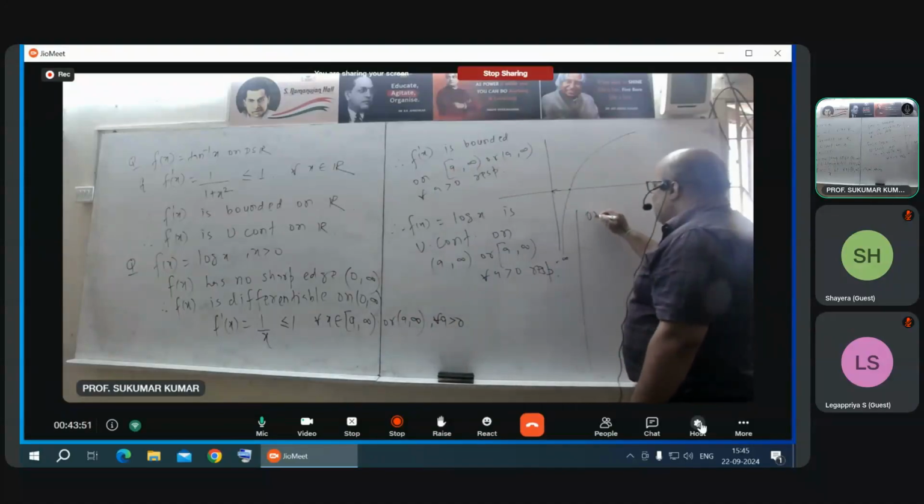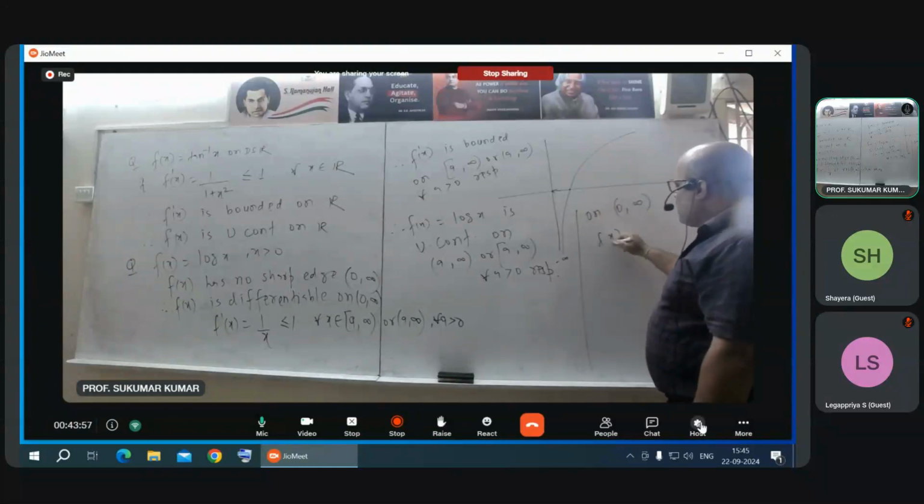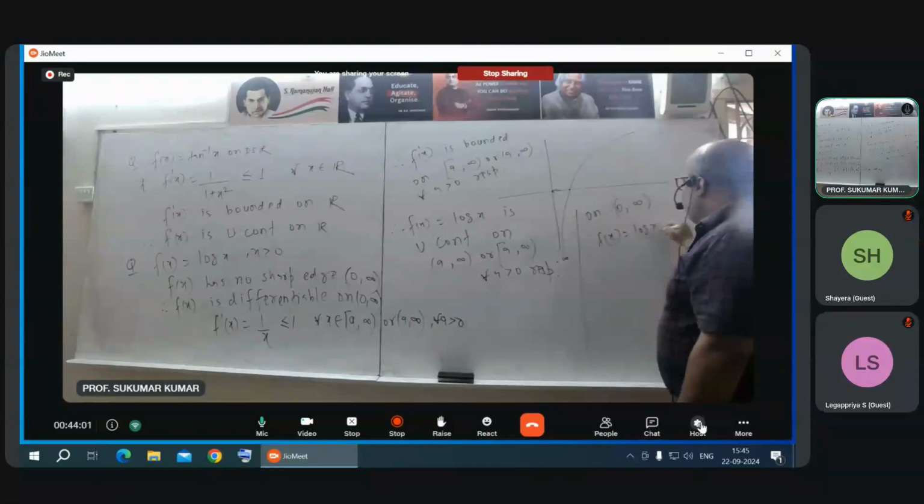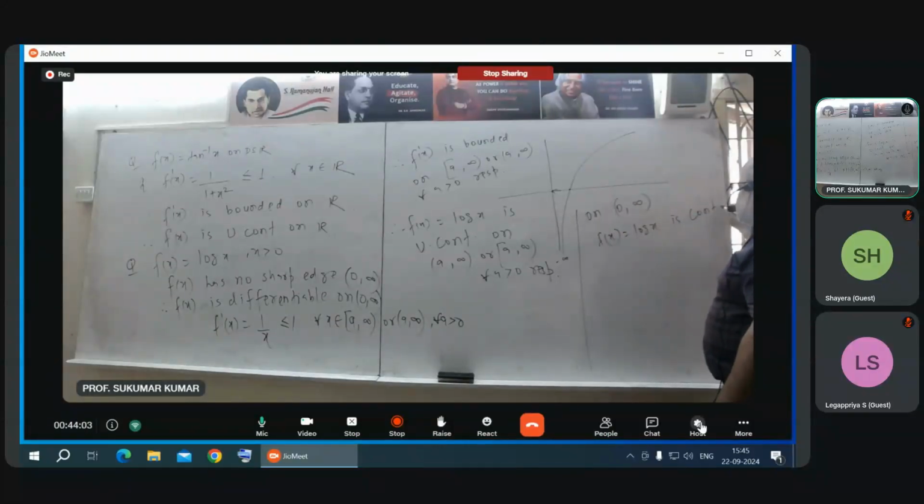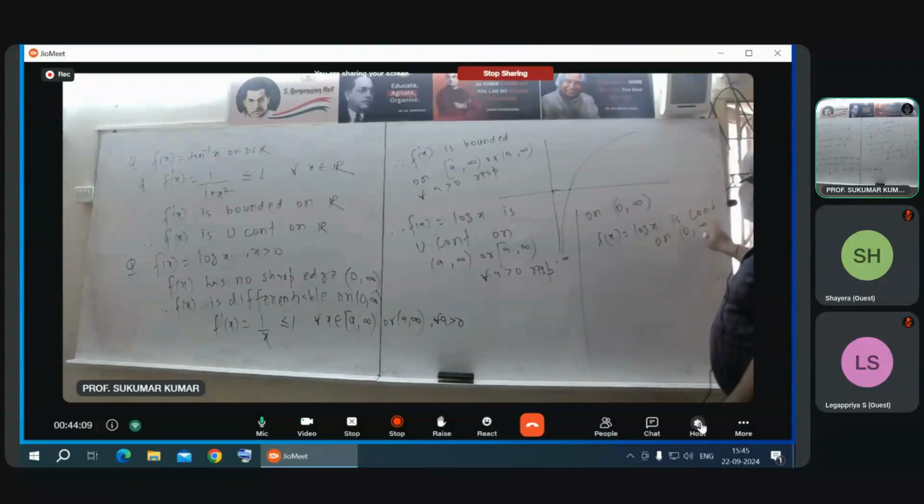On this interval, 0 to infinite, log x is continuous everywhere, no doubt. This is just a thing on this interval we are discussing. Log x is continuous on 0 to infinite. For uniformly, the end points we have to check. At infinite, fail means may or may not be. But at a finite point, fail means not uniformly.